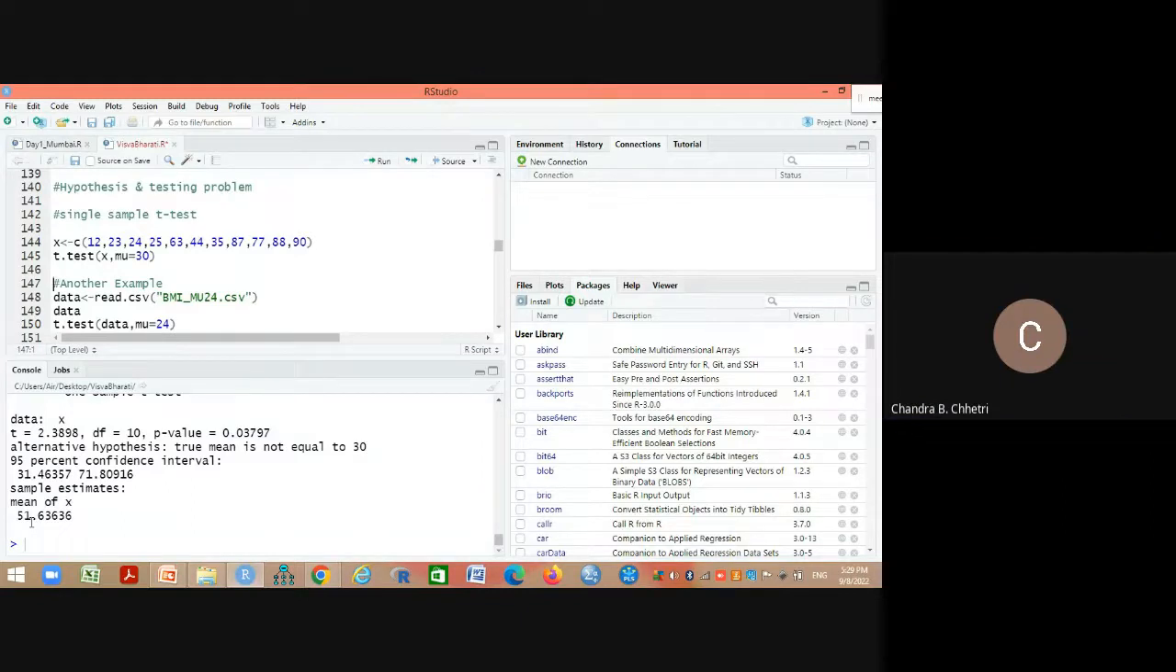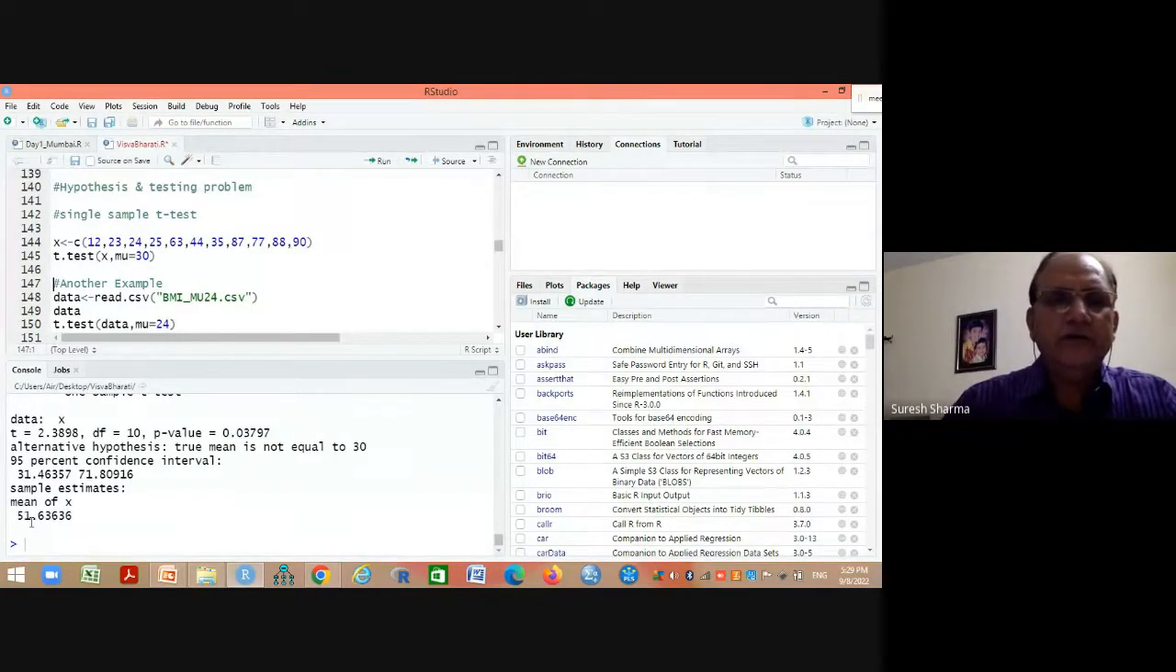Yeah. Now I'll take up another example of t-test. Here, the data is related to BMI. What is a BMI? BMI stands for body mass index, right? So this is how the data look like. It is stored in BMI.